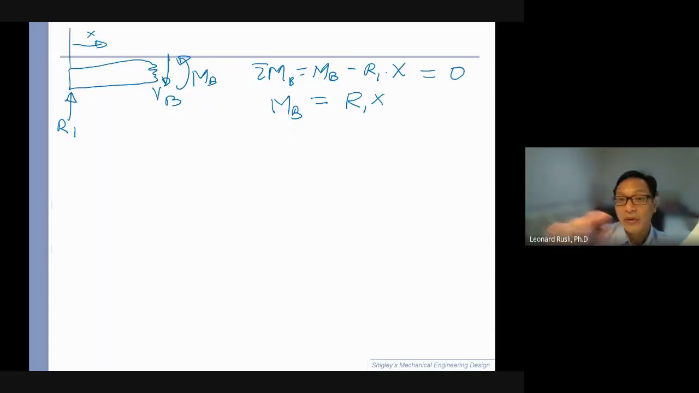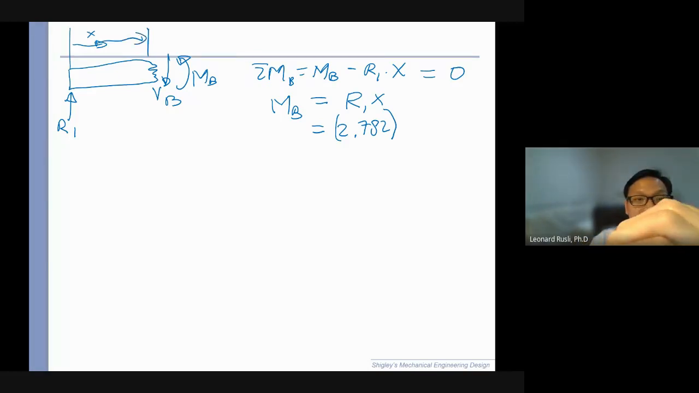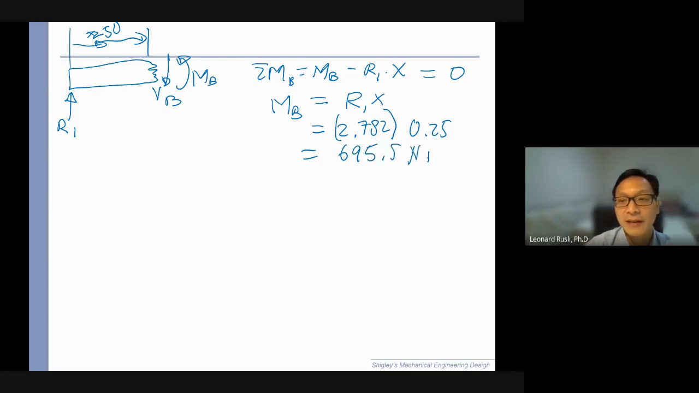So without doing all that, R1 is 2.782, and X is the distance from A to B, which is 250. So this is 250. So we find MB is 695.5 Newton meter. So that's the internal moment. Now we're about to find sigma at B. Now we have to multiply by KF, because that's the stress concentration factor.